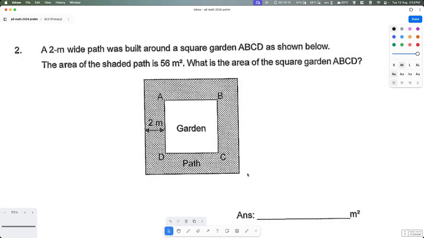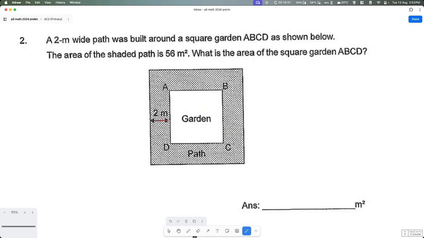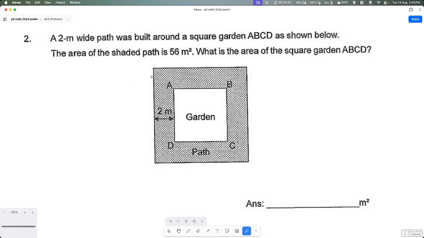Question number 2. A 2-meter wide path was built around a square garden ABCD as shown below. The area of the shaded path is 56 meters square. What's the area of the square garden ABCD? So basically the non-shaded part. Okay, so we know that 2 meters is this thing over here.